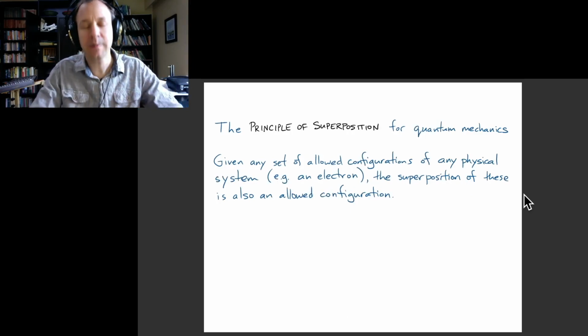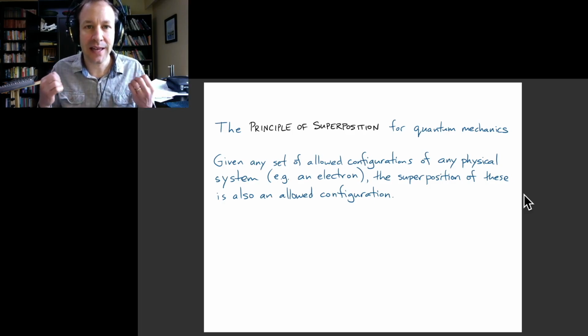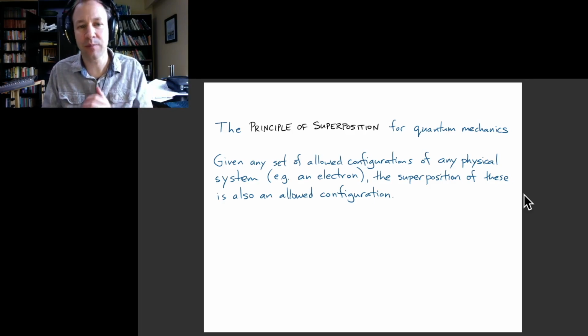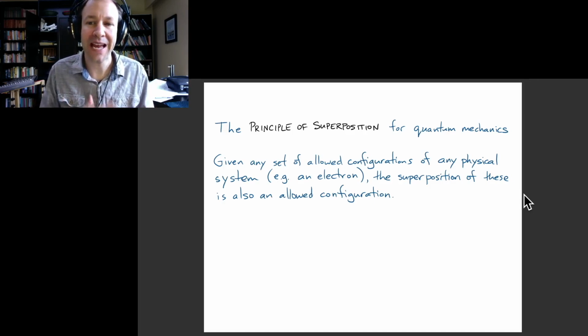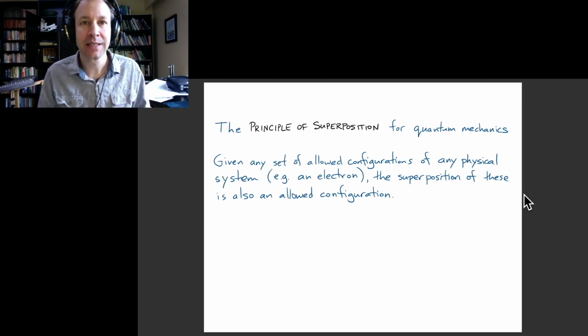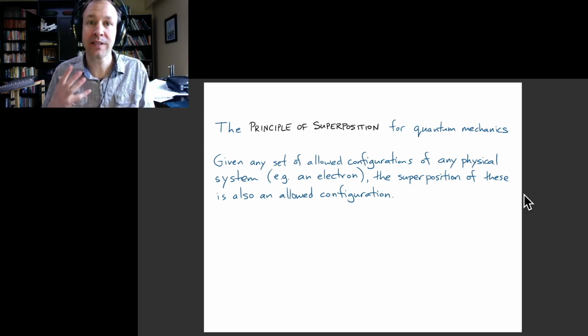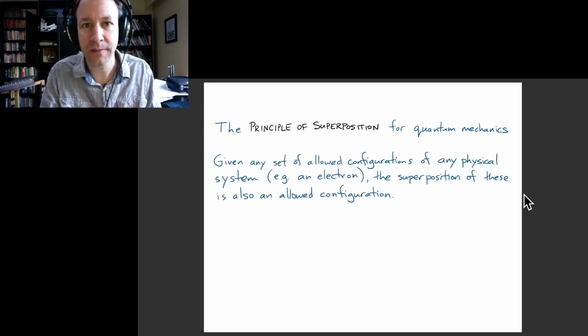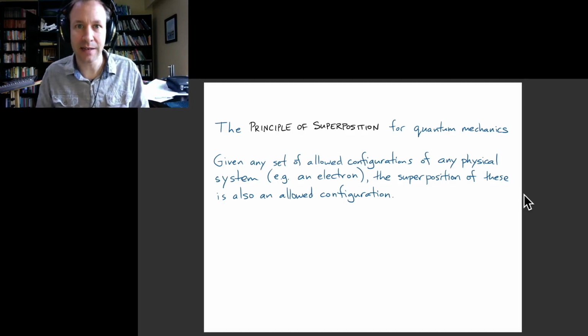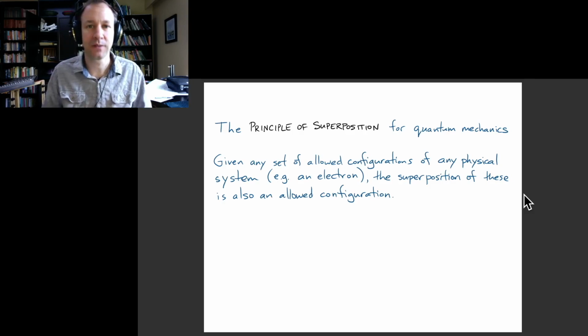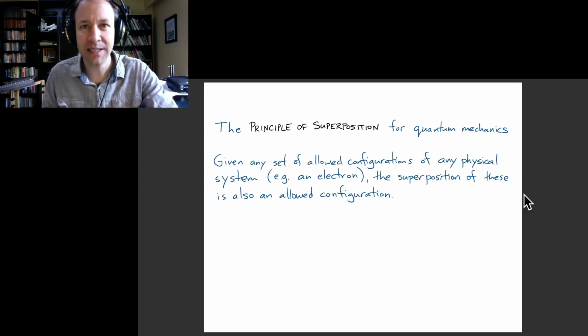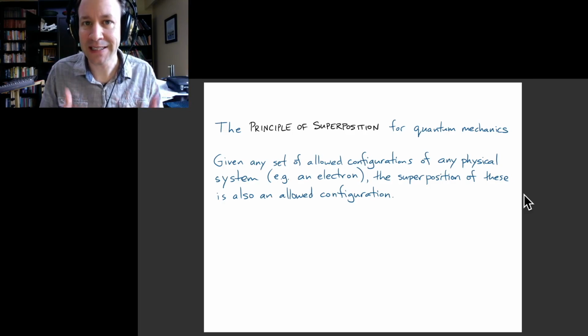But what quantum mechanics says is that this principle of superposition actually applies to the configurations of any physical system. And that includes systems like a particle, like an electron in an atom. So the principle of superposition says that given any pair of allowed configurations, or any set of allowed configurations, you can also have the superposition of those configurations as another allowed configuration. So it's pretty hard to imagine what that means without talking about an explicit example.